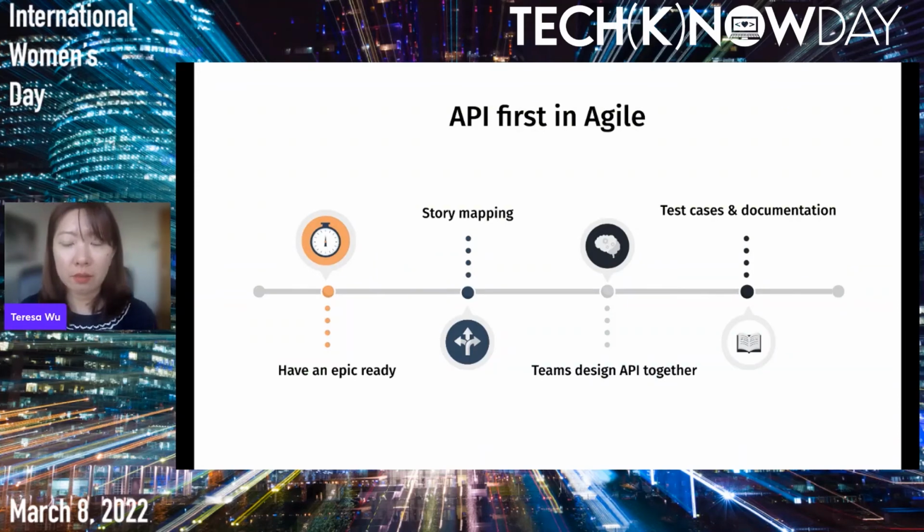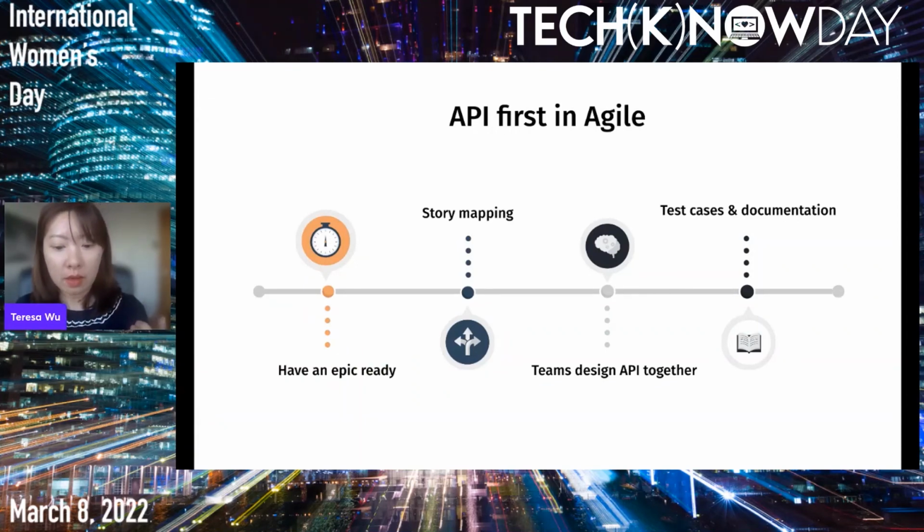Should the client side make 3 API calls to retrieve data for one screen, or can the backend combine them to make our life easier? All these things we need to discuss before we dig into code. This is where API first applies. So the team should design the API together, write down the test cases for it, and document the API design. In this way, the backend and frontend can start working in parallel, which is very efficient.